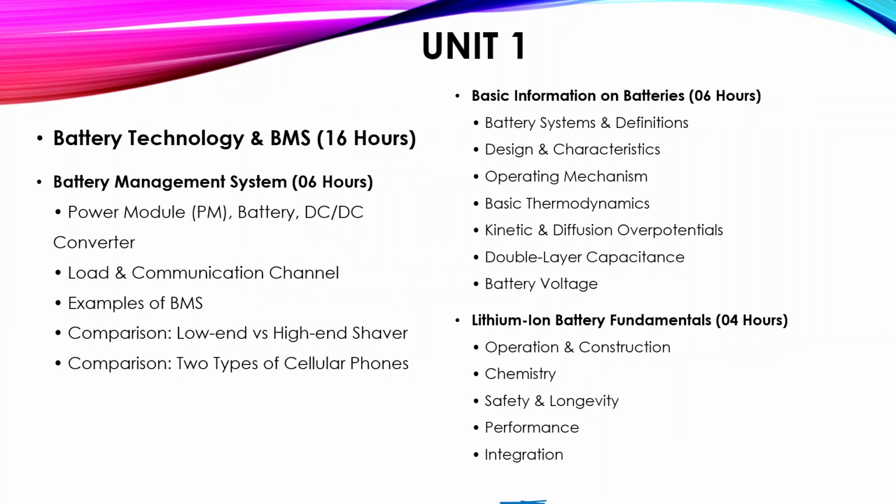Let's continue to Unit 1. Let us first understand the major components of a battery management system. Here, a typical battery management system consists of power module, battery, DC-DC converter, load, communication channel, and some examples and their comparison.